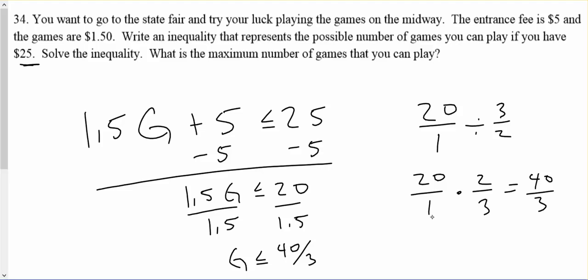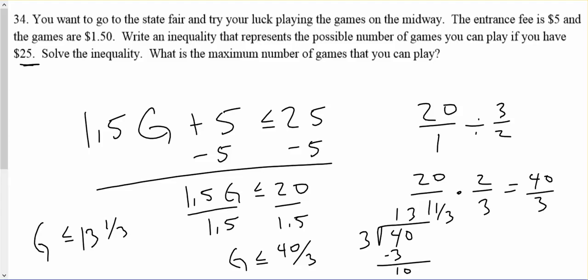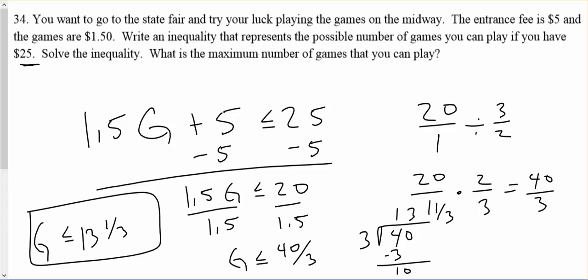How many times is 3 going into 40? 1, 3, 3, and 1/3, so 13 and 1/3. G is less than or equal to 13 and 1/3, so you can play 13 games or less. And that's it.